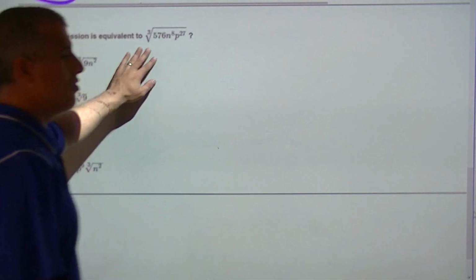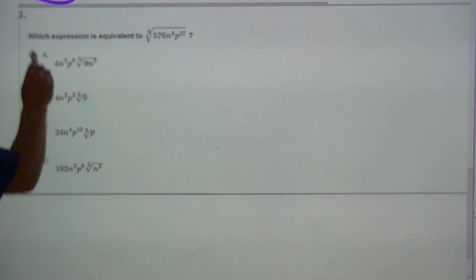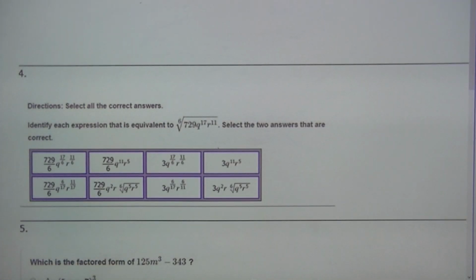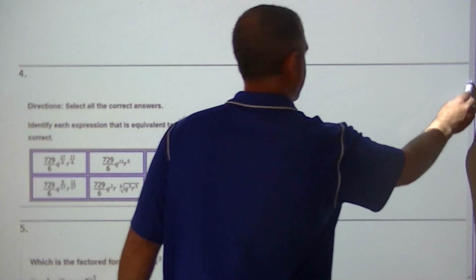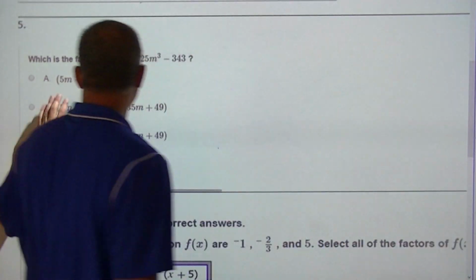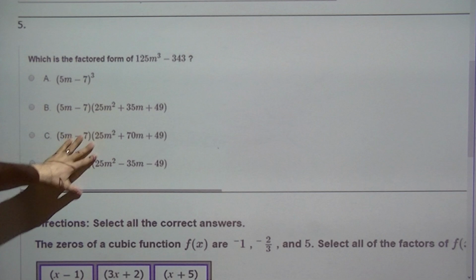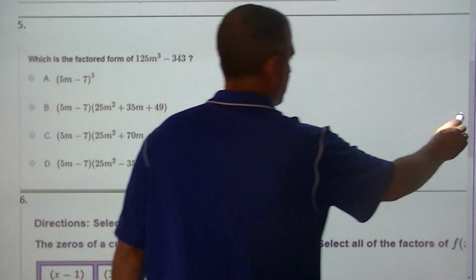It's a cube root. I'm going to skip this. Not a quick one. I'll come back to it. This one, same thing. I'm going to skip that and come back to it. This one, I'm going to skip, because I got to do a couple different things with that.